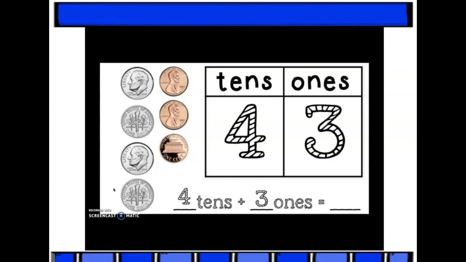I know because I could say 10, 20, 30, 40, and 40 is 4 groups of tens. And then 1, 2, 3, well, that's just 3 ones. So, how much money do I have all together right there? What's the whole amount? If I have 4 tens plus 3 ones, what would that equal? You're right, 43. So, I have 43 cents.